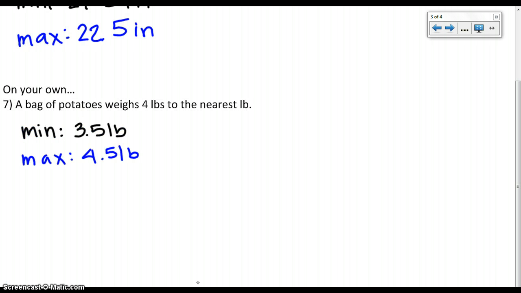Okay, I'm back, and you can see what I did. So all we have to do to find the minimum of 4, 3.5 will round to 4, and for the maximum, 4.5 will round to 4, but anything after 4.5 is going to round up to 5. So that's all it's wanting, the minimum and maximum. So I'm going to move on.